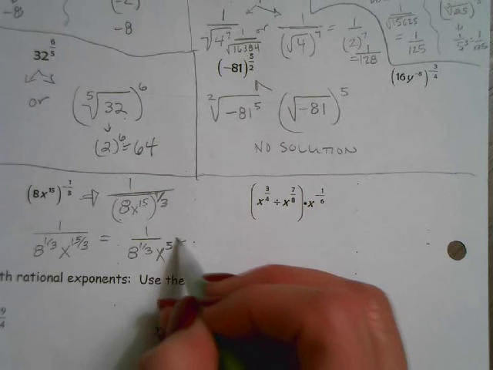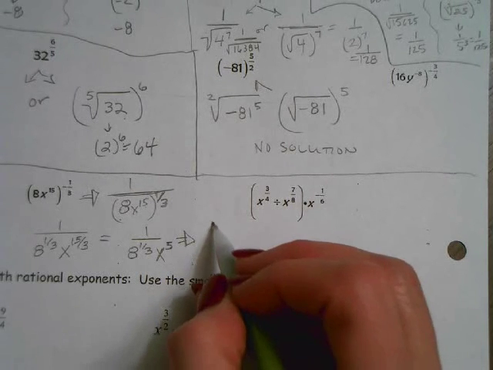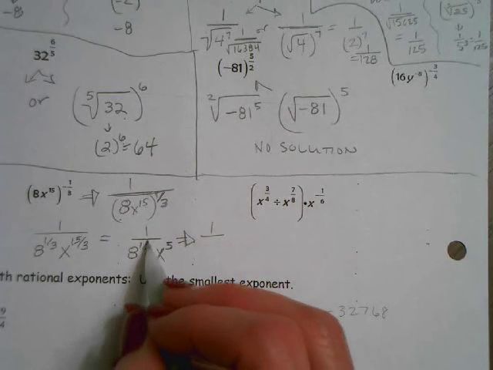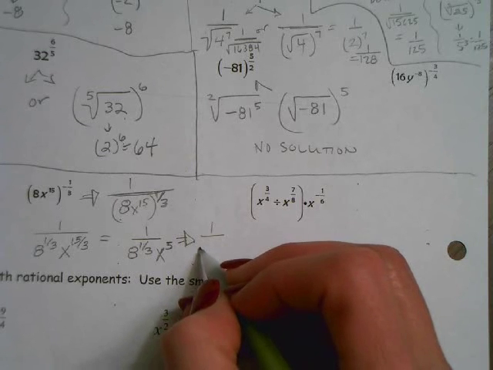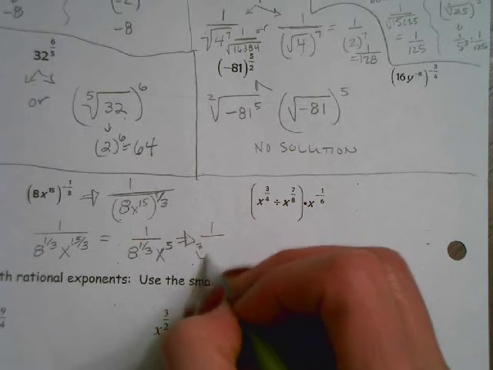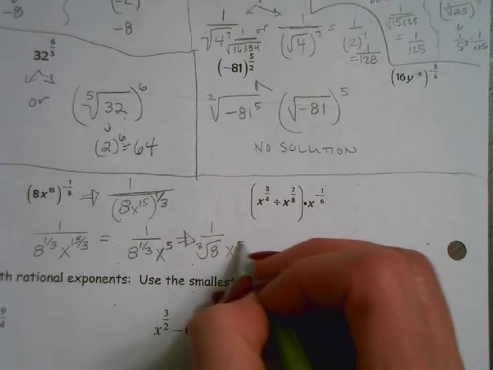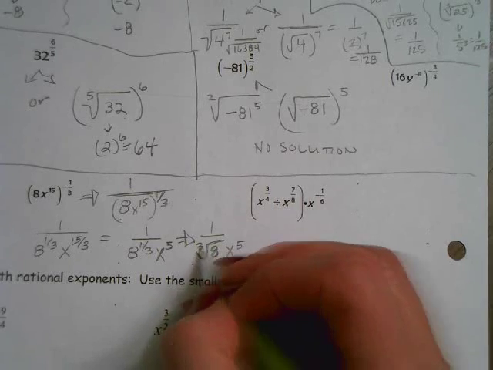At this point then, I can go ahead and put it into the radical expression. So I'm going to have 1 over, okay? I have 8 to the 1/3. That's a fraction. Because it is a fraction exponent, I want to rewrite that as the cube root of 8 times x to the 5th. Okay, so only the 8 is under the radical sign, and that's the cube root.